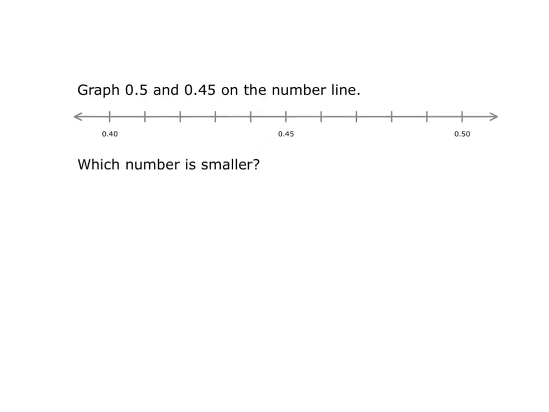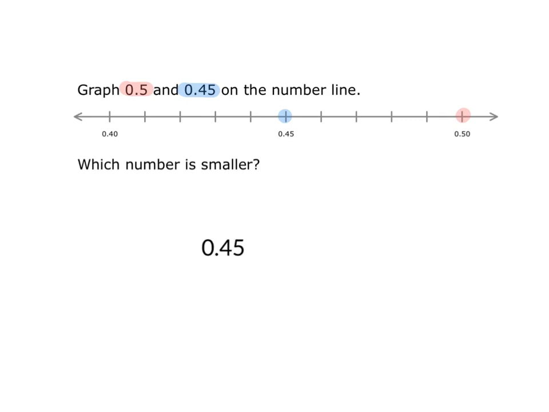This question is asking to graph 0.5 and 0.45 on the number line. Which number is smaller? So we're going to find 0.5 first. As you can see on this number line, there is no 0.5 there, but there's an equivalent decimal, 0.50, right here. When I graph that and I look for 0.45 here, I can now see that 0.5 is further down the number line, making 0.45 the smaller number.